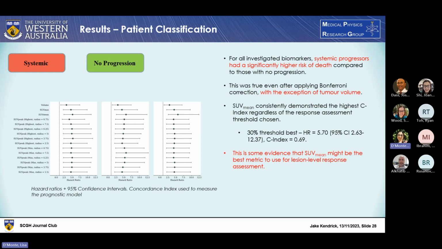Another thing that we found was that SUV mean consistently, regardless of the response assessment threshold that we used, demonstrated the highest C index, which is just a measure of how well your regression model fits to the data. And the plus or minus 30% actually performed the best with the highest C index and hazard ratio. So this provides some evidence that SUV mean might be the best metric to use when you're assessing lesion level progression and putting them into these sort of patient level summaries here. As I said, it is a very complicated question, depends on a number of other different factors, not the least of which how difficult it is to actually generate these segmentations in the first place.